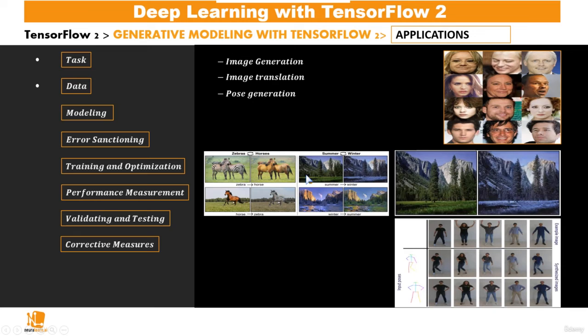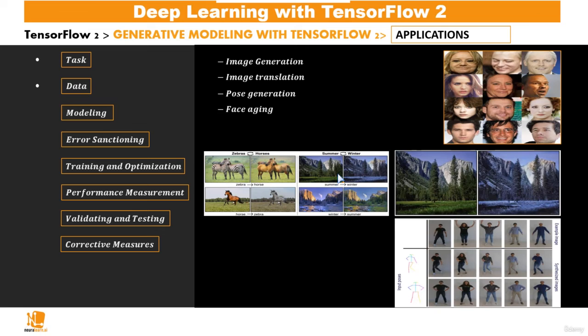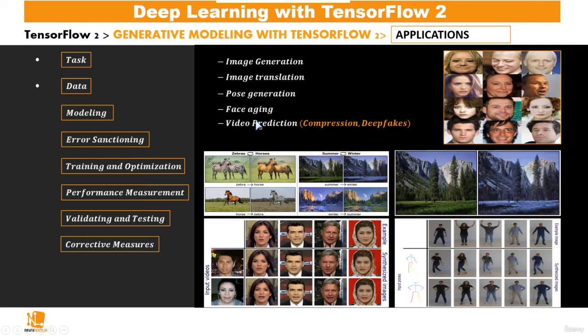The next is pose estimation. As you could see right here, we could have generative models which are able to generate different poses even when these poses were not in the initial data set. Then another very popular application is face aging, where we could have the current face of a person, and then we're able to generate that person's face when the person ages. Then we also have video prediction, which can be used in compression and deepfakes.